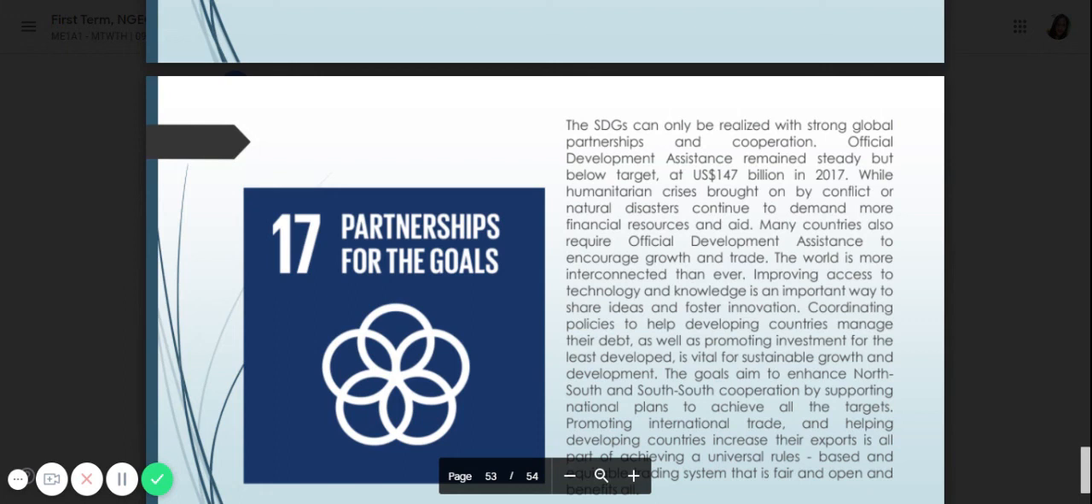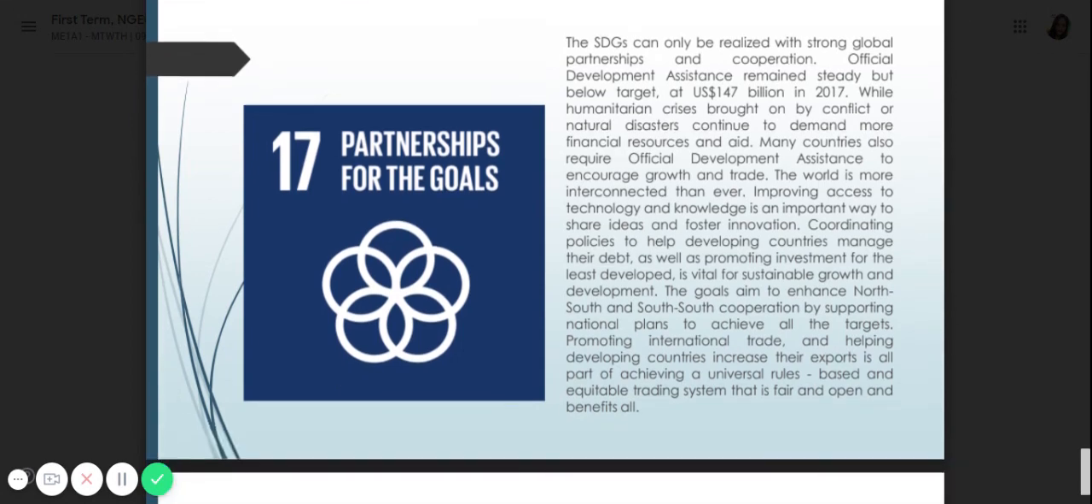Improving access to technology and knowledge is an important way to share ideas and foster innovation. Coordinating policies to help developing countries manage their debts, as well as promoting investments for the least developed, is vital for sustainable growth and development. The goal is to enhance North-South and South-South cooperation by supporting national plans to achieve all the targets, promoting international trade and helping developing countries increase their exports, in achieving a universal, rules-based and equitable trading system that is fair and open and benefits all. So those are the 17 goals of the SDGs.